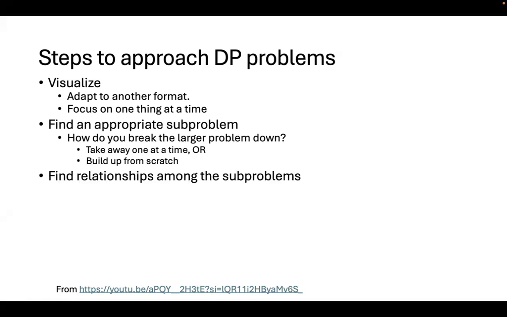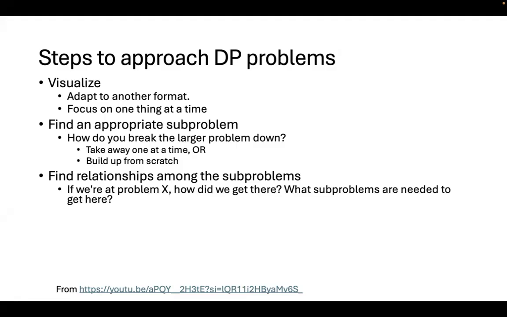The next step is to find the relationships among the subproblems. So once we have a subproblem, how do we use that solution to apply to another? If we're here, how did we get here? What other things did we need to know in order to get here? And as we go, you'll pick the best performing subproblems.